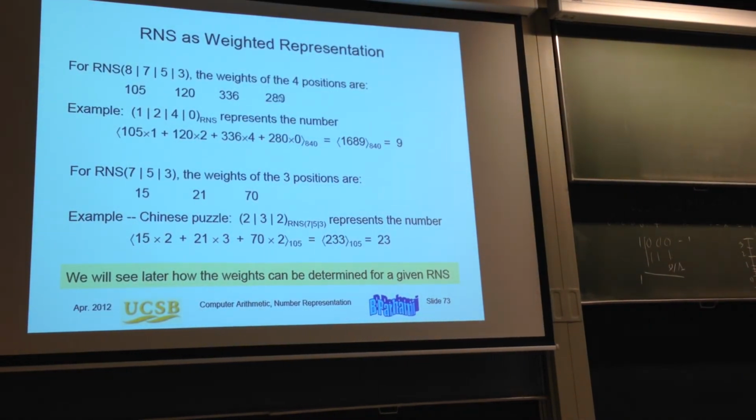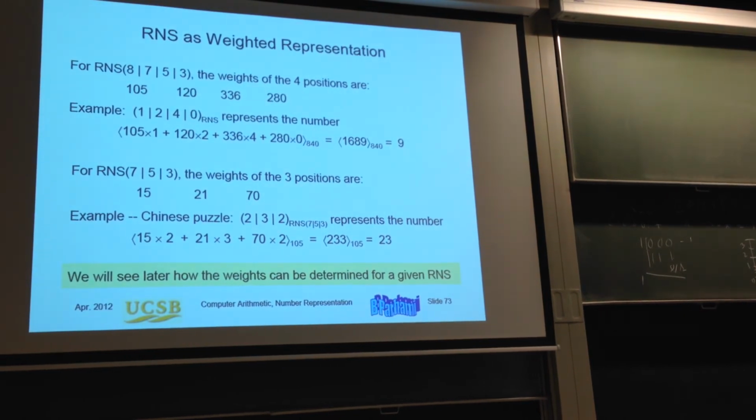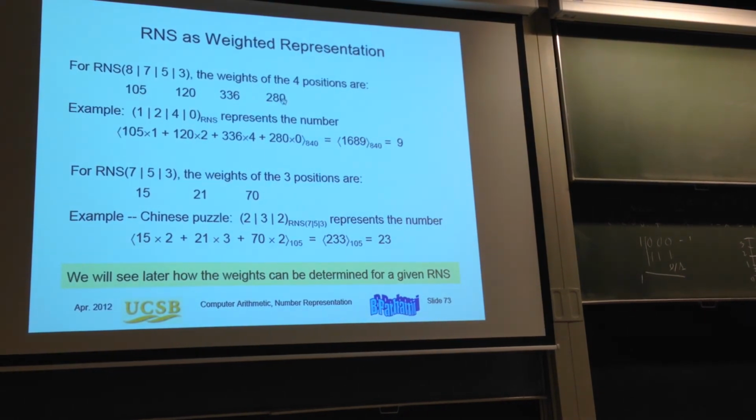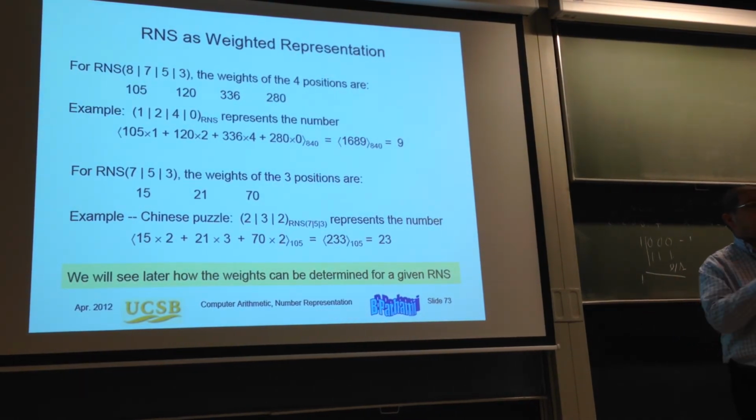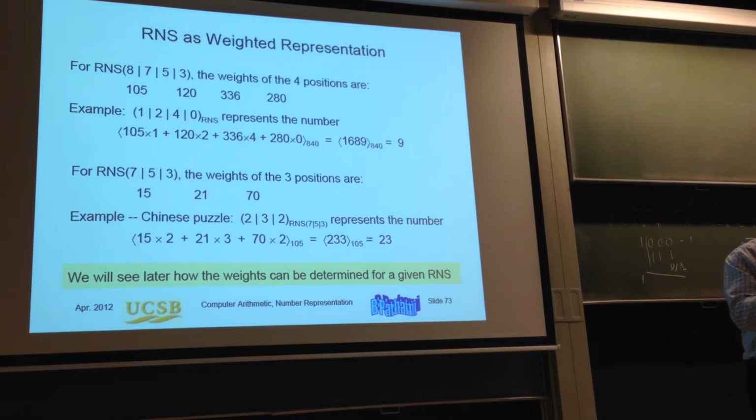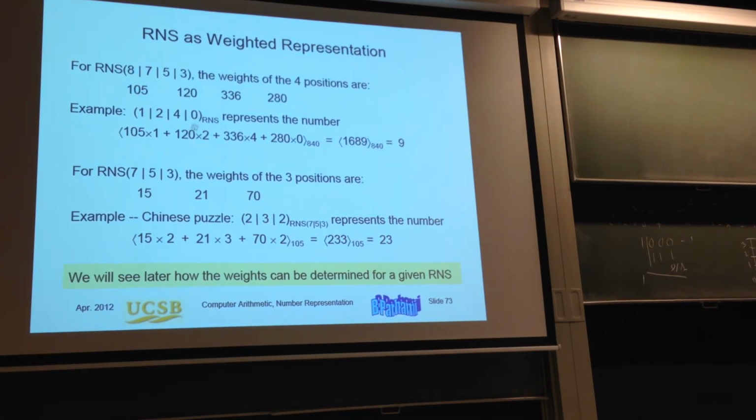You see that they are ordered, or not ordered, to be fair, because I start here, increase, and then I'm at the top and here I'm decreasing, which means that I cannot compare two numbers in this system by comparing them from the least significant channel towards the most significant channel. If I want to know what is actually this number in this RNS system, this is what I do: 105 times 1, and so on. And everything is modulo 840, and this is 9.